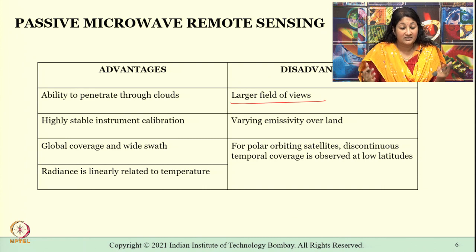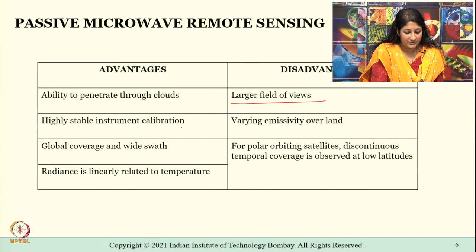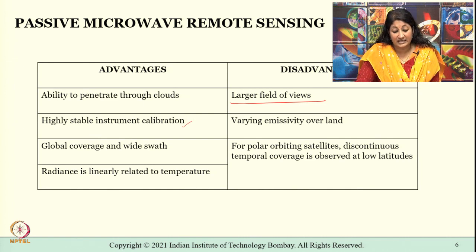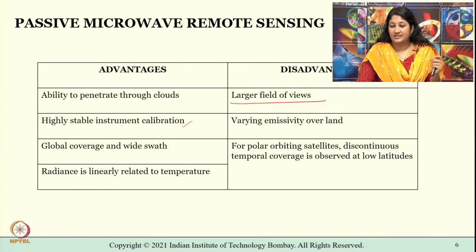And of course, it does have a strong advantage for the study of weather, for atmospheric sounding, as we discussed in the last lecture, because microwaves have the inherent ability to penetrate through clouds, which means if there is a cyclone happening in the Bay of Bengal, microwave remote sensing can help us see through the cyclone core, the eye of the cyclone, the vertical profile can be seen using microwaves, all right. In the advantages, you see that it is a highly stable instrument calibration is being followed, and of course, passive microwave remote sensing can give you complete global coverage with wide swath. And radiance is linearly related to temperature.